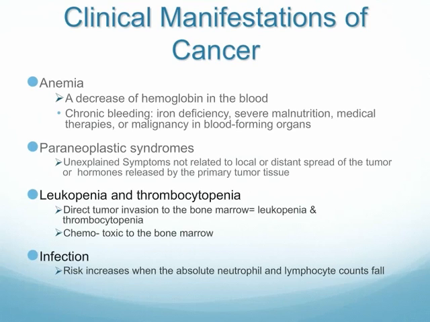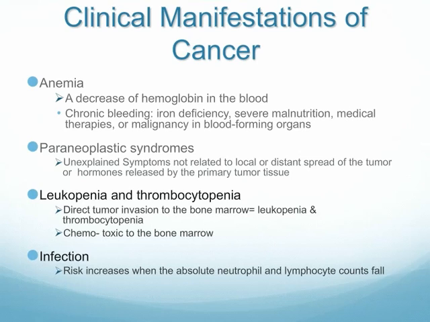Other clinical manifestations include anemia, so we can have a decrease in the amount of hemoglobin that we see in the blood. A couple of things cause this. It could be the malnutrition. It could also be that we are starting to use up our red blood cells, or we're having some kind of a malignancy in a blood-forming organ such as the bone. We can have a paraneoplastic type of syndrome where the patient is having local and distant spread of the tumors, and we're having hormones released as a result of that primary tumor.